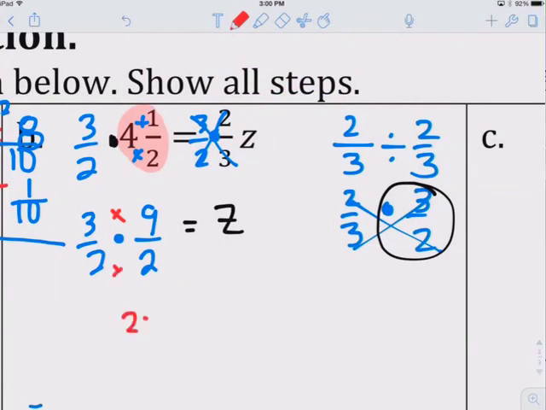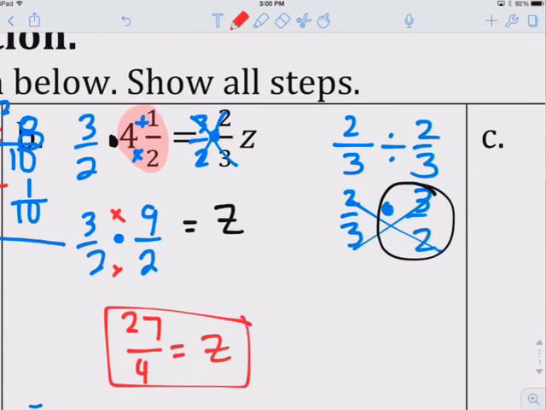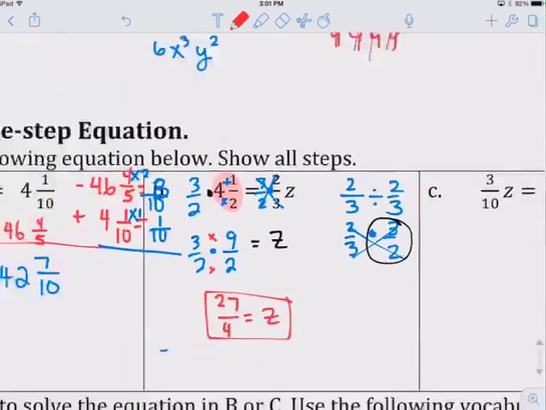You get 27 over 4 equals z. You can leave it like this. You don't need to make it a mixed number. Yeah, it's fine like this. Okay, let's look at C.